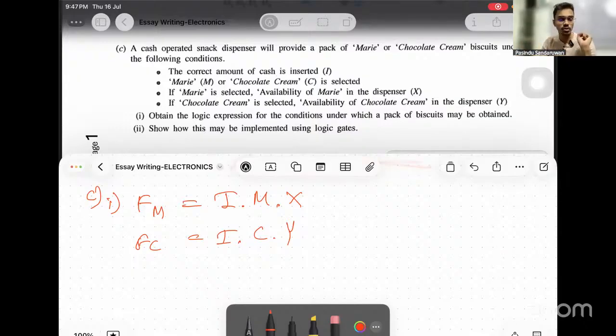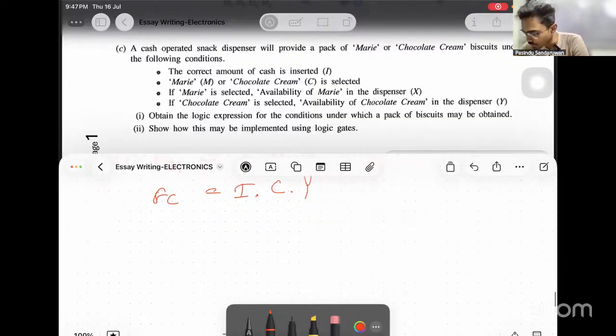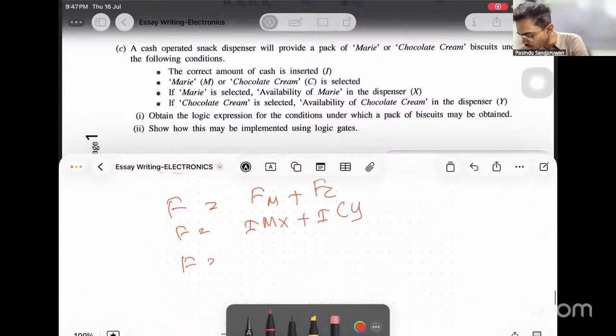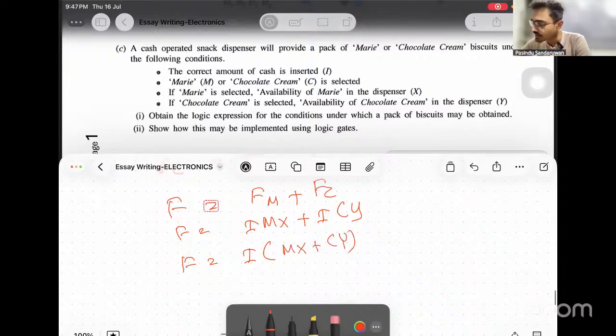And about the overall output, we know we need either Mari or chocolate, an O connection. Then combining these two, the final output is Mari O chocolate. O means plus connections. Then this is IMX and this one is ICY. You can see I is common, take it out. Then MX plus CY. Then the final output is this.